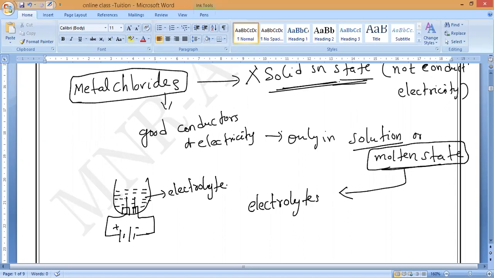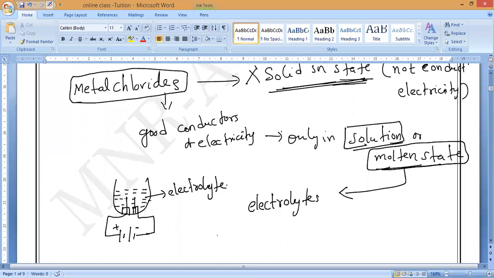So if you take a solid state, suppose salt only. Is salt a good conductor of electricity or not? If you take solid salt crystals, it is a bad conductor. It won't conduct electricity. But if you mix the salt in water, then it will be a good conductor. If you dissolve it, we call it a solution, or else we can call it a molten state.